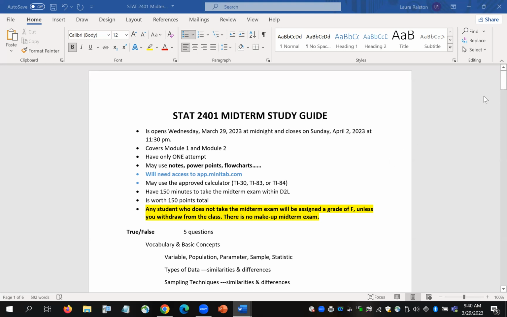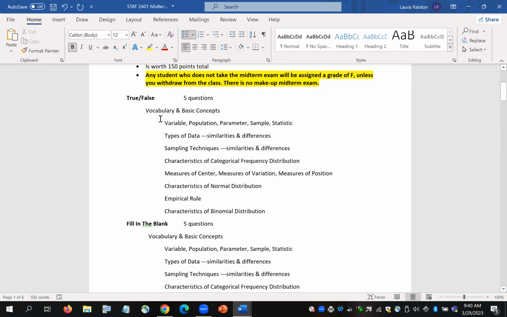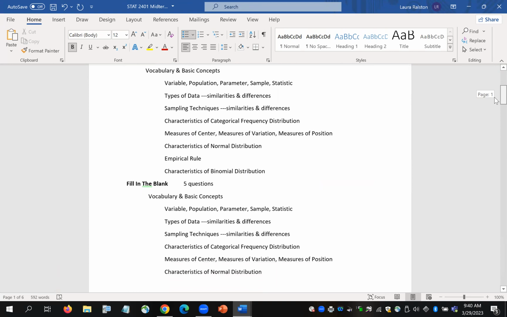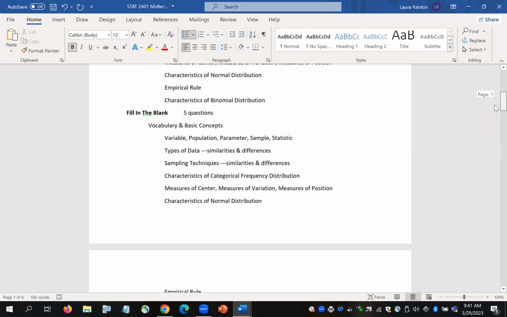As far as the format, it is within D2L. There are true-false questions. There's 5 of them. It covers some of the basic vocabulary and concepts, and it kind of gives you a list of those topics that we've covered to date. There are 5 fill-in-the-blank questions, which are also vocabulary and basic concept related. And again, I kind of give you a list.